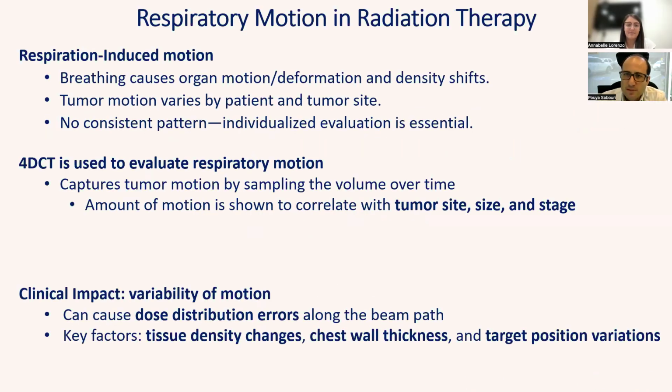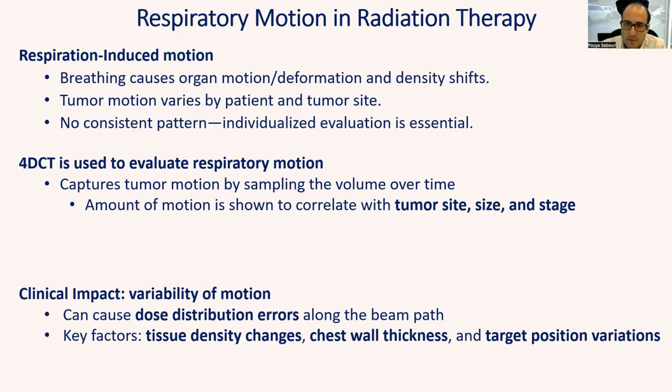So, respiratory motion introduces significant uncertainties in radiation therapy, particularly for thoracic and abdominal targets. And AAPM TG-290 is one of the reports on motion management for particle therapy. It reports that breathing leads to organ deformation and transient density changes. As a result, this causes tumor motion that varies considerably between patients and between tumor sites. And because there is no consistent respiratory pattern, individual imaging and evaluation are also necessary.